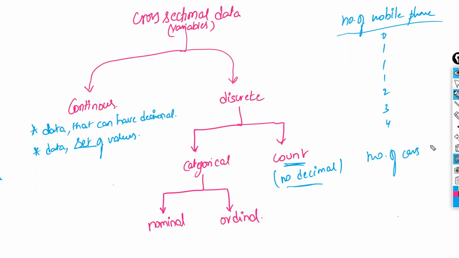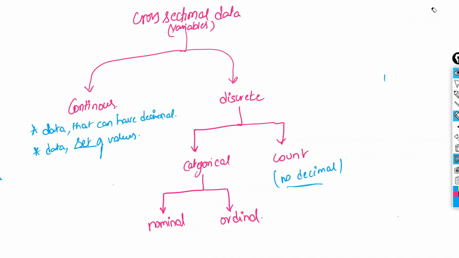Number of gears in a car. All these are counts. Where no decimal is possible. How many laptops or how many mobile phones? So all this comes under count. This is also in numerical format only. Both of them are in numerical format only. But where this can have a decimal, for the count we cannot have decimal values.